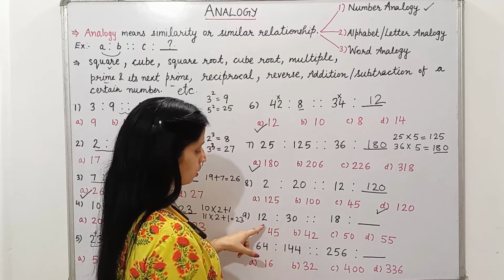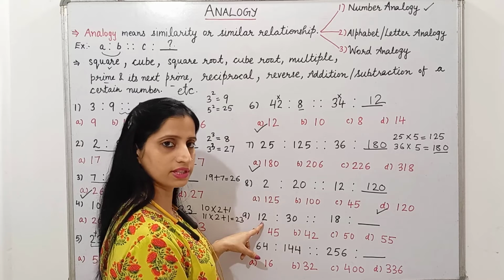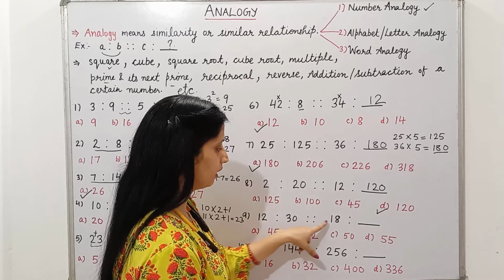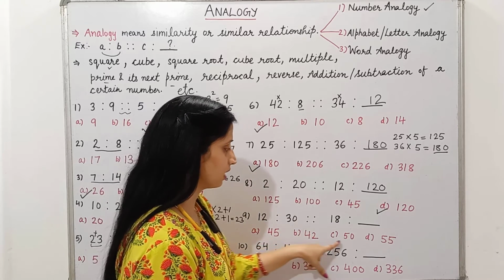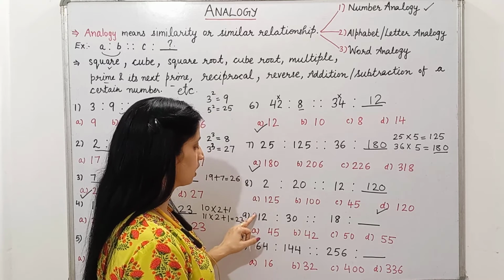So let's see the relation. What number are we adding? We are adding 18 to 12. 12 plus 18 is 30. Okay. But if we add 18 to this, 18 plus 18 is 36. So check, 36 is not here. So it's not our correct answer. So we will check another option.